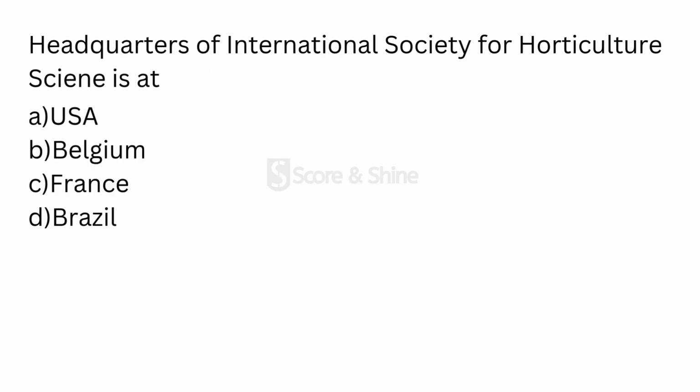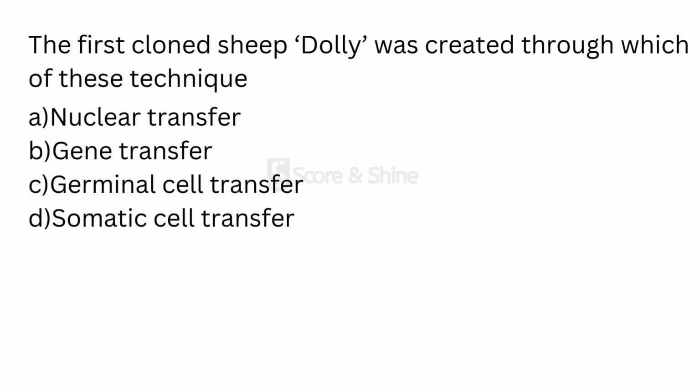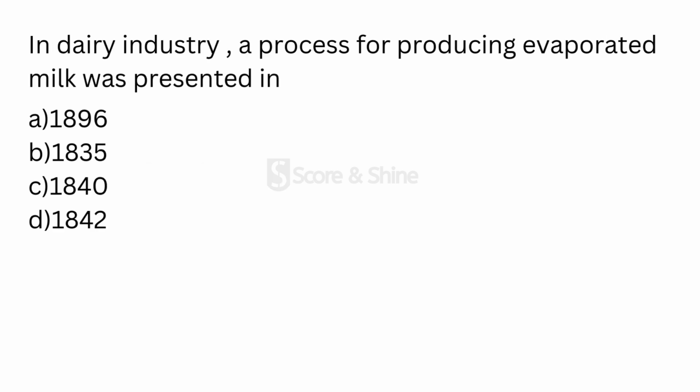And next, headquarters of International Society for Horticultural Science is at. So it is at Belgium. And next, the first cloned sheep, Dolly, was created through which of the following techniques? So the answer is somatic cell nuclear transfer. And next, in dairy industry, a process for producing evaporated milk was presented in. So it is presented in the year 1835.